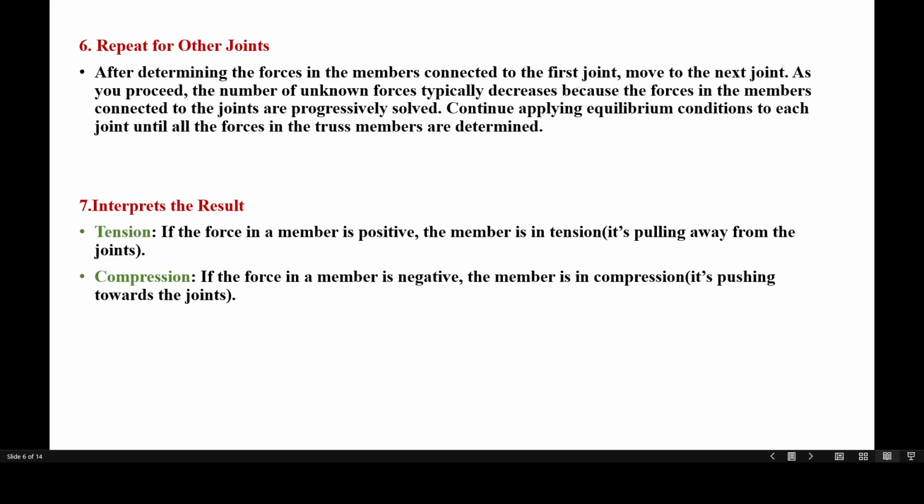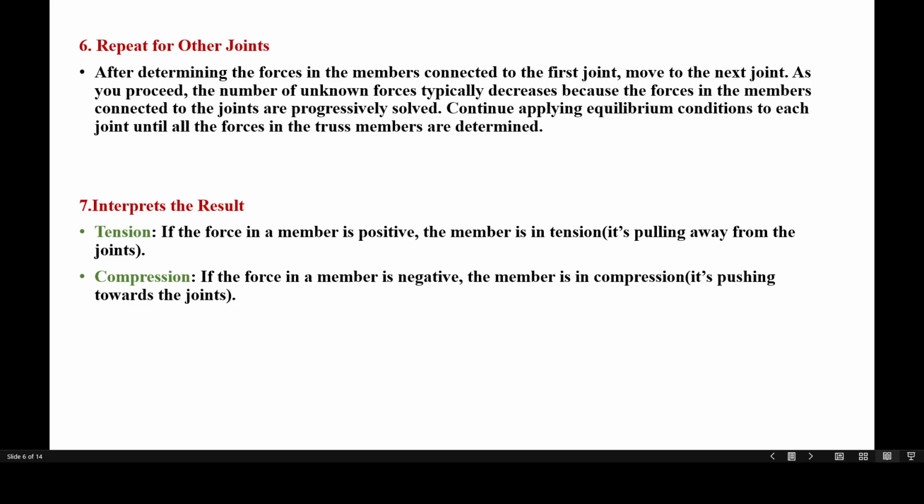So after solving for the forces at the first joint, we can move to the next joint. We continue this process for each joint in the truss. And as we solve for more forces, the number of unknowns decreases, making each step simpler. The key is to keep applying the equilibrium condition to each joint until we have determined all the forces in the truss members.